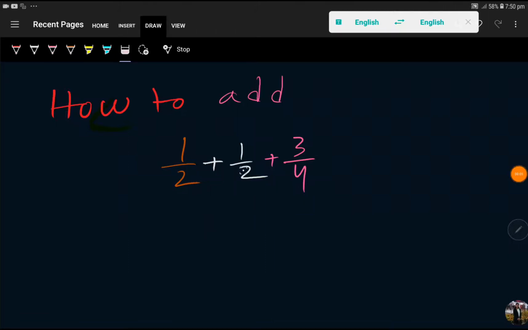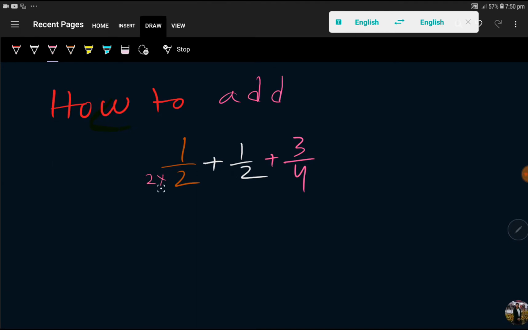How to add 1/2 plus 1/2 plus 3/4? Three fractions, right? Okay, to add these three fractions, we need to equalize the denominators of these fractions. So look, here 4, but here 2, but here 2. So we need an identical denominator, right?